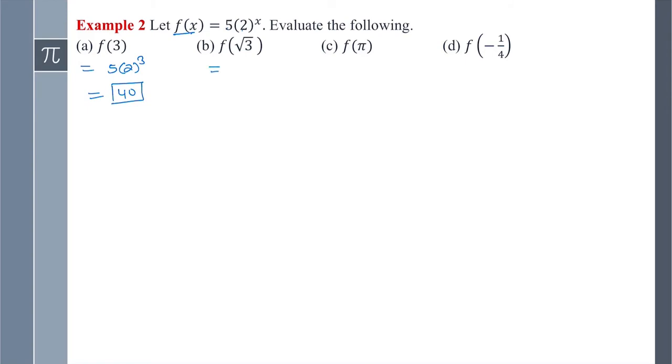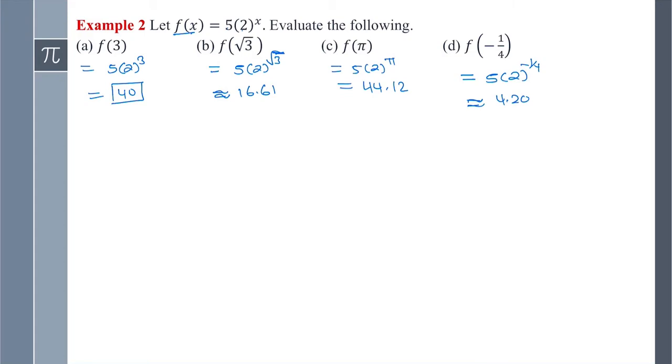So f of the square root of 3 is 5 times 2 to the square root of 3. We can just put this into the calculator, because we really cannot do this by hand. We get approximately 16.61. Similarly, f of pi is 5 times 2 to the pi. Again, we put this into the calculator and we get approximately 44.12. Similarly, this is 5 times 2 to the negative 1/4. And again, putting this into the calculator, we get approximately 4.20.